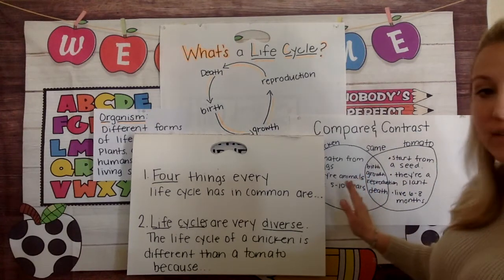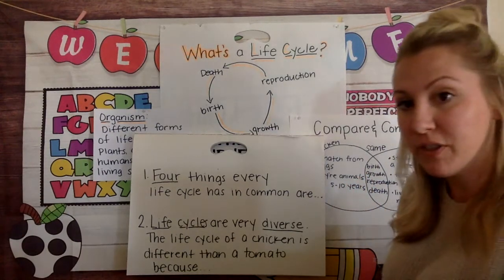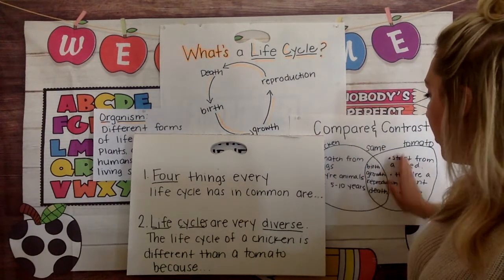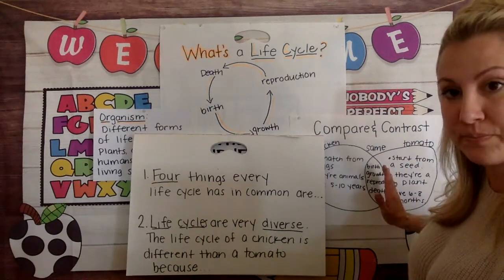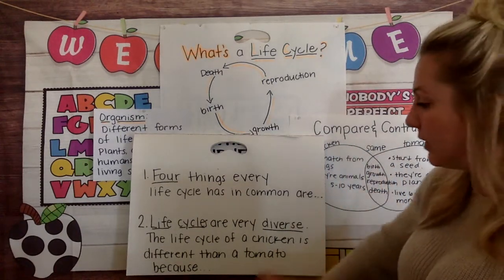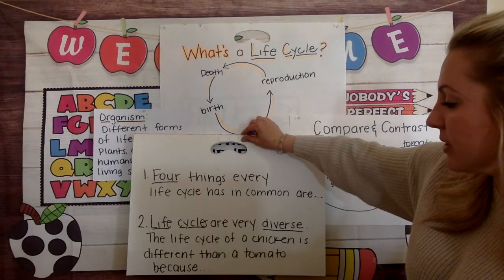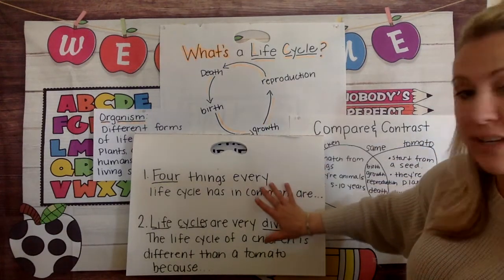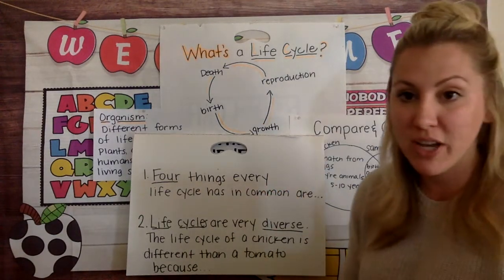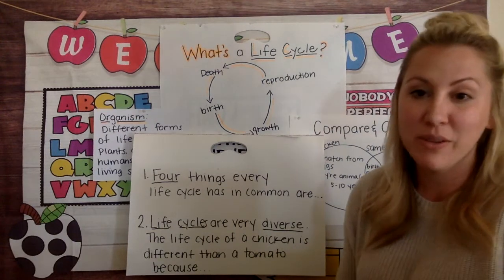Okay, now we're thinking of the differences. So the differences are listed on the outer parts of the circles. I want you to take a few moments and complete this in your science journal. And then I'm going to check so I can see how well you understood this lesson.